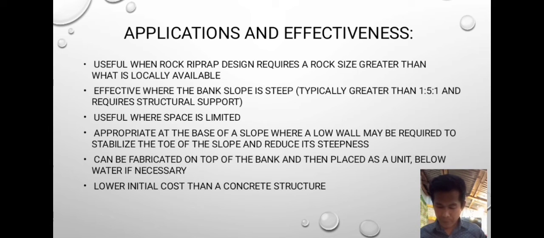Number 4, appropriate at the base of a slope where a low wall may be required to stabilize the slope and reduce its steepness. So here you can put in stopping soil erosion, like grass and shrubs, which are very effective at stopping the soil erosion.